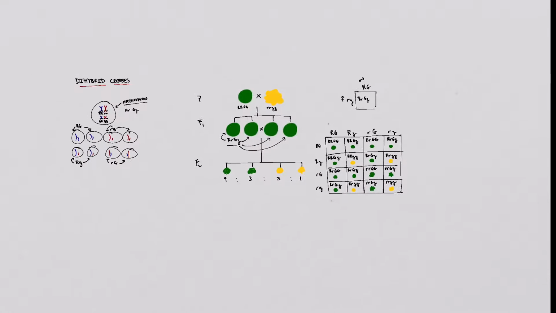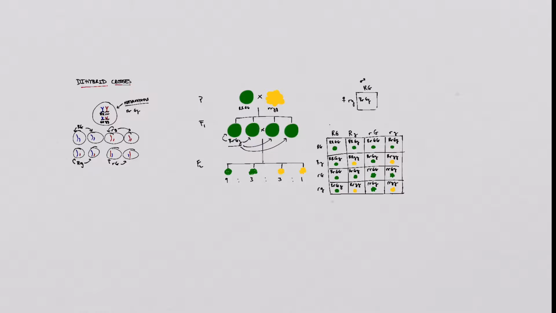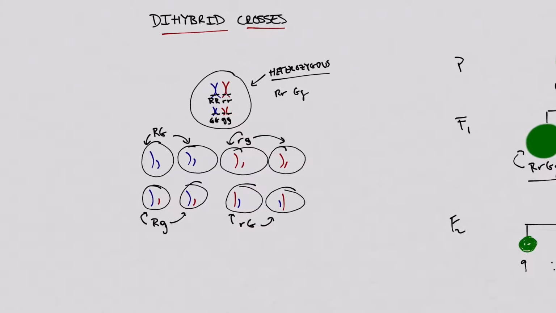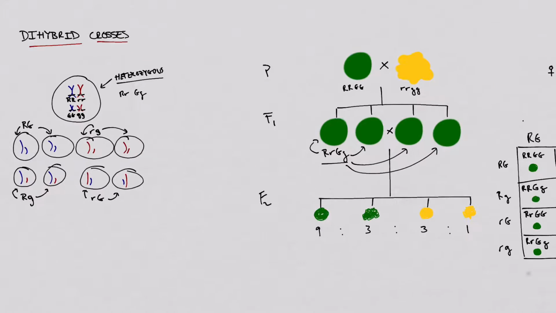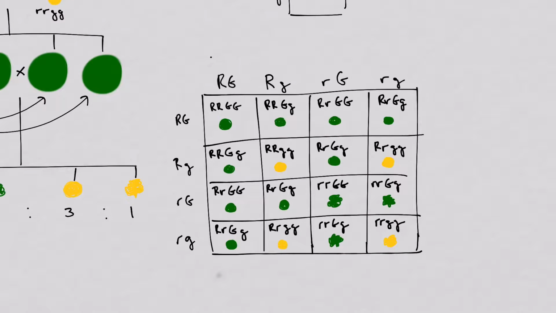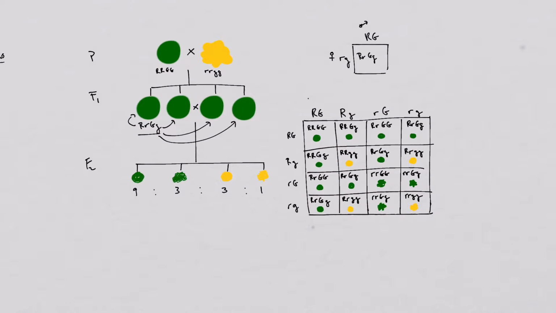Okay, but that's it for today. I hope you could see the connection between independent assortment and how important it is for understanding the possible gametes that can be made, and that really kind of underpins the whole understanding of where we see these different combinations of final alleles. Okay, so that is it.